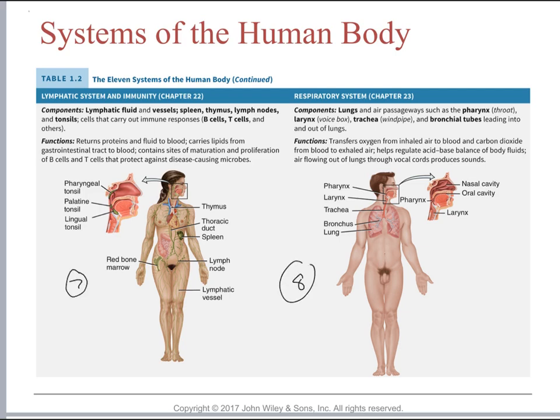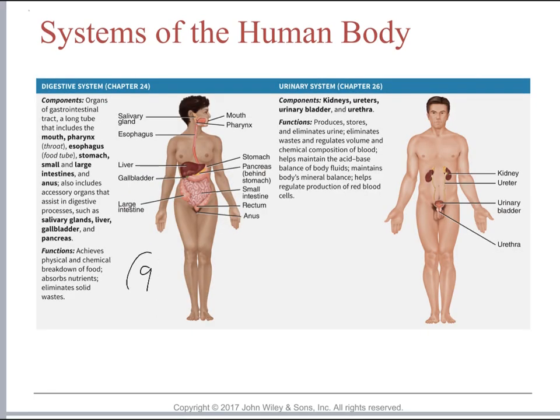Our eighth system is our respiratory system. This is everything breathing. Oxygen loading, oxygen unloading, carbon dioxide loading and unloading to the lungs, to the tissues. So dealing with transfer of oxygen from air to blood and carbon dioxide from blood to the air exhaled. Our ninth system is the digestive system. So this is our alimentary canal. This includes everything along that track from mouth to anus, including accessory organs like the liver, the gallbladder. But we're dealing mostly with the esophagus, the stomach, the small and large intestines, and the anus. Its job is to achieve physical and chemical breakdown of food, absorb nutrients, and eliminate waste as solid.